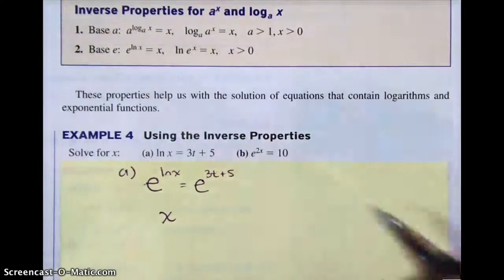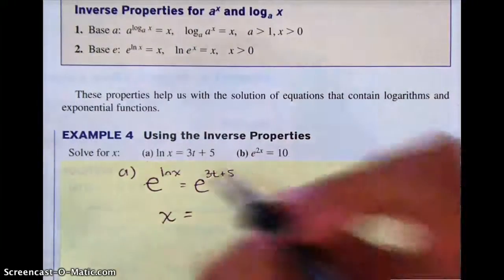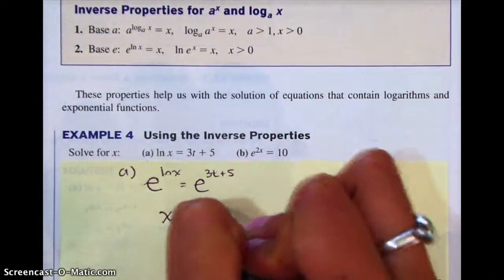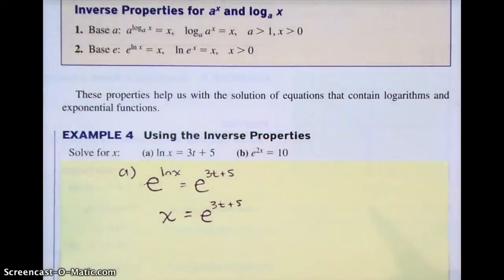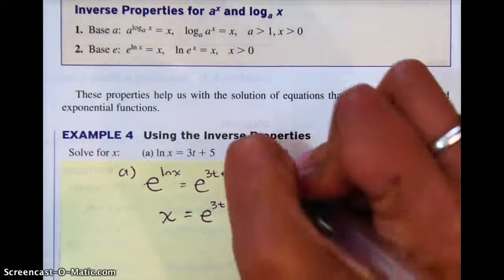Now, there's no such luck on the other side. So on the other side, this is what I'm left with, but actually it doesn't really matter because I've solved for x, and that's all I was supposed to do, so I can leave my answer just like that. For b, we'll use the opposite property.